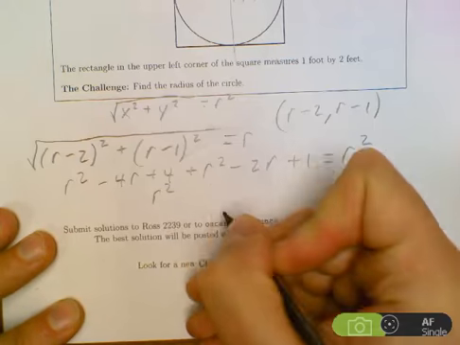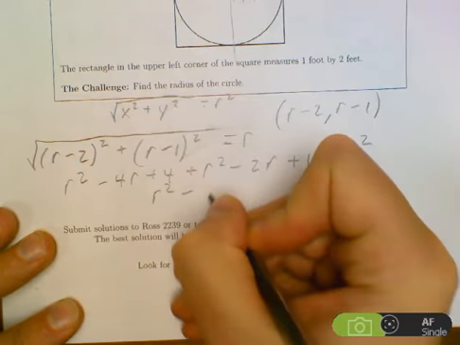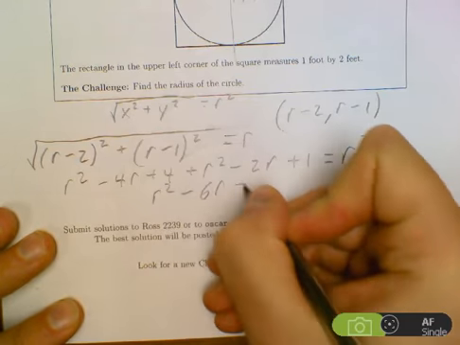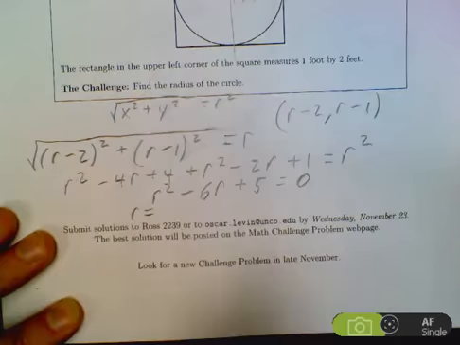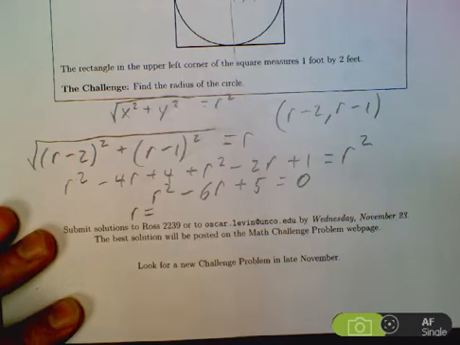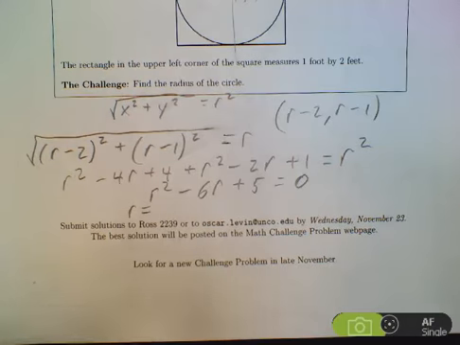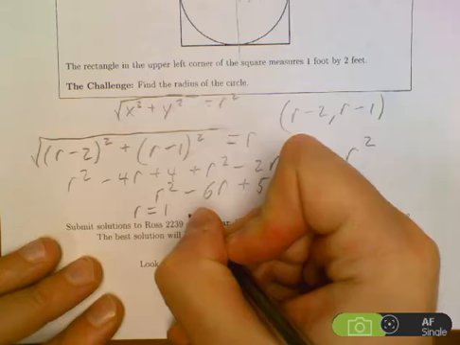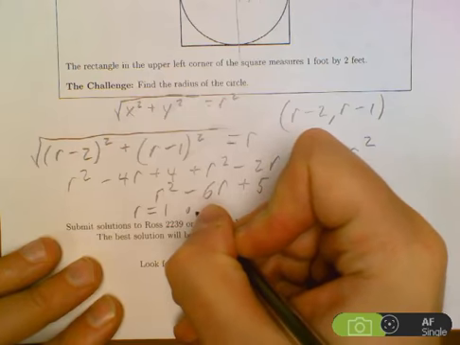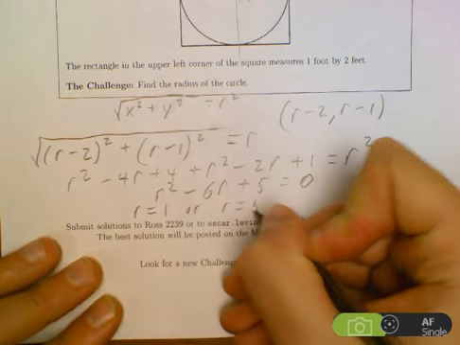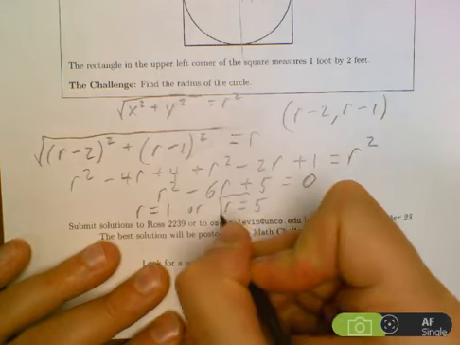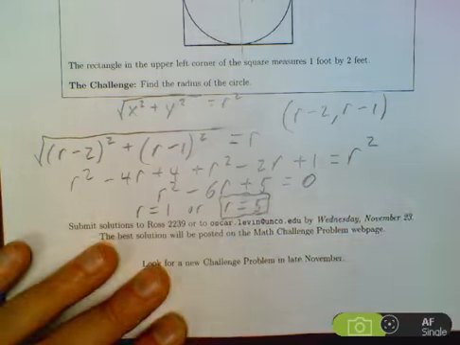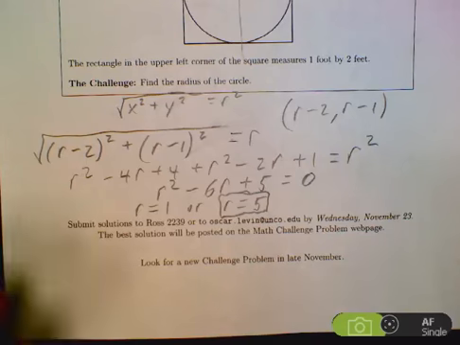Now continuing to solve for r, doing some algebra, we get r squared minus 6r plus 5 equals 0. Factoring that and finding the roots, we get that r is equal to 1 or r equals 5. Of course, r equaling 1 doesn't make sense in this situation, and so we know that r equals 5. And that's the radius.